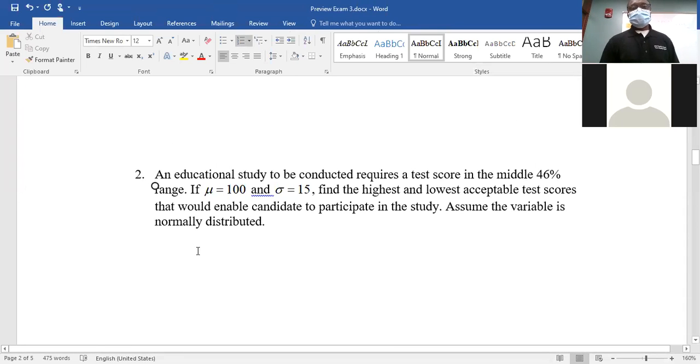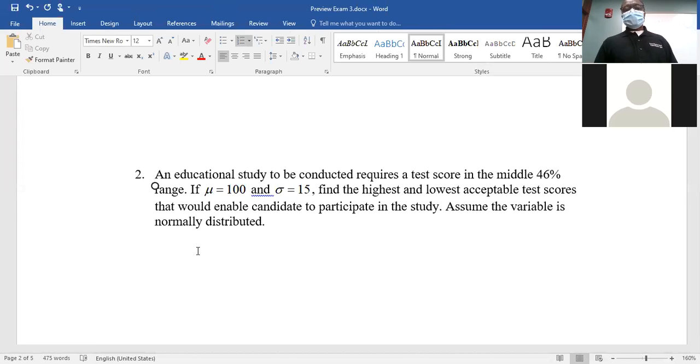An educational study to be conducted requires a test score in the middle 46% range. If mu equals 100 and sigma equals 15, find the highest and the lowest acceptable test score that would enable a candidate to participate in the study. Assume the variable is normally distributed.